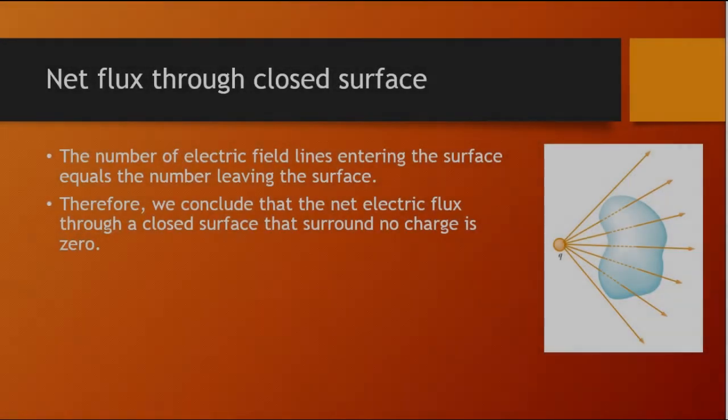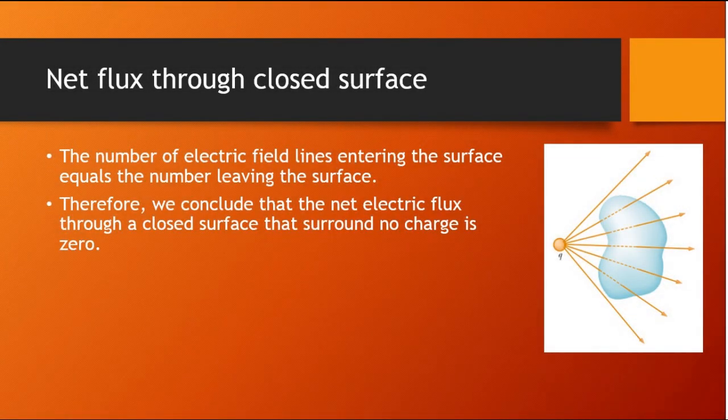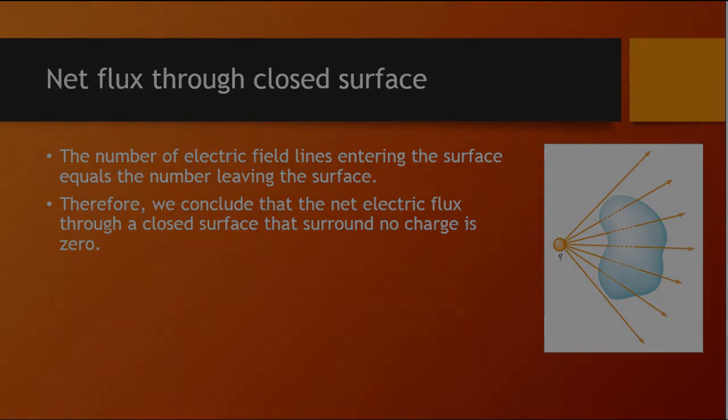Now consider a point charge located outside a closed surface of arbitrary shape, as shown in the figure. As you can see from this construction, any electric field line that enters the surface leaves the surface at another point. The number of electric field lines entering the surface equals the number leaving the surface. Therefore, we conclude that the net electric flux through a closed surface that surrounds no charge is zero.